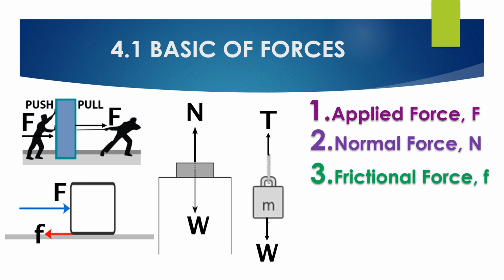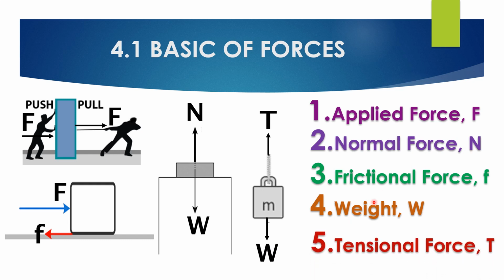Third, frictional force. So frictional force actually opposes the motion on a rough surface. Fourth is about weight. Okay, weight actually is the mass influenced by gravity. And also the last force is tensional force. Okay, this tensional force acts on a rope or string.